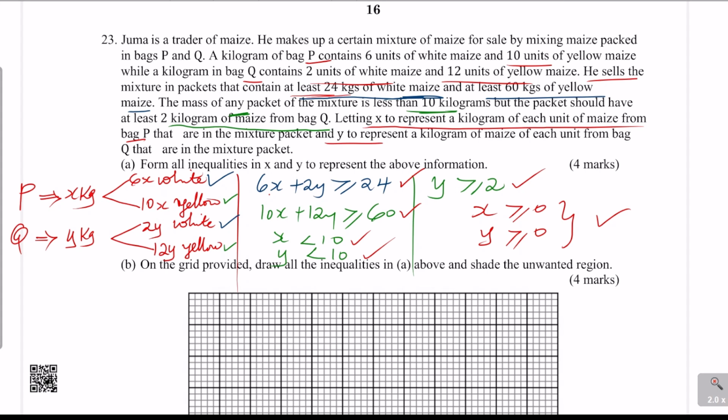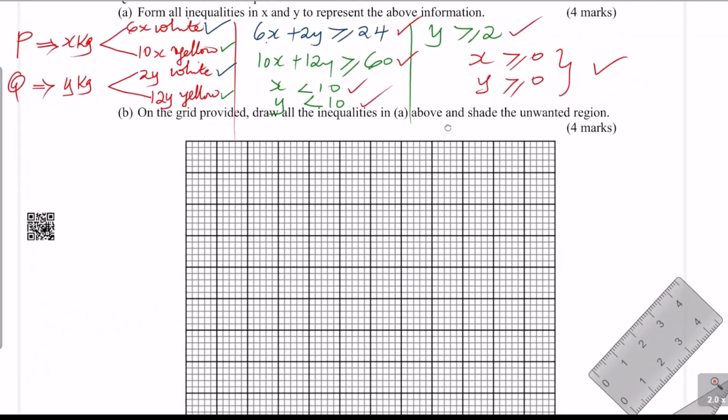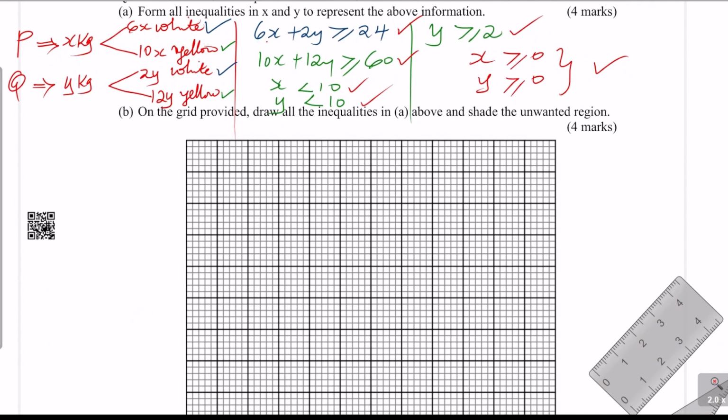So for part B, on the grid provided, draw all the inequalities in A above and shade the unwanted region. So you're supposed now to draw all these inequalities, and this is what you're going to do. We're going to start with the first one, and the first one is 6x plus 2y is greater than or equal to 24. So when you're drawing the inequalities, we simply draw these lines. So we shall draw this line here, 6x plus 2y is equal to 24.